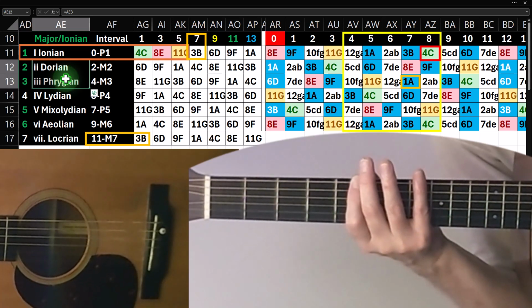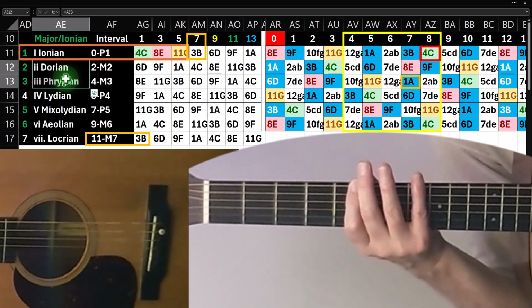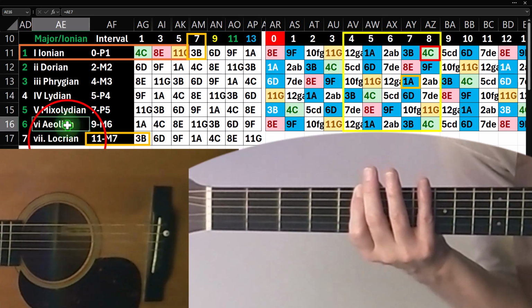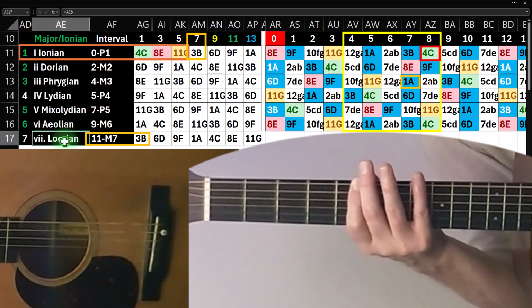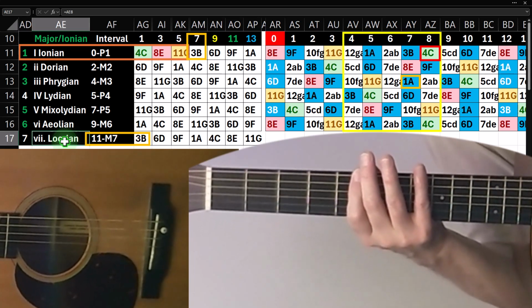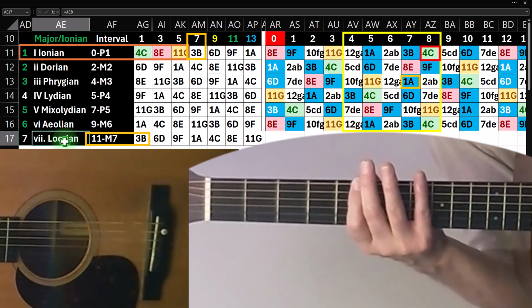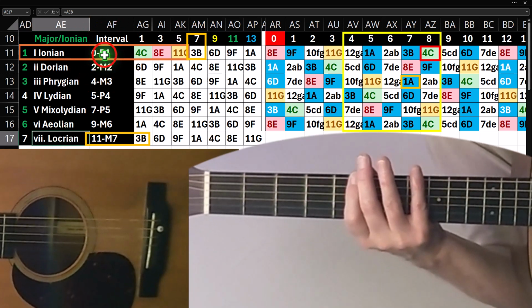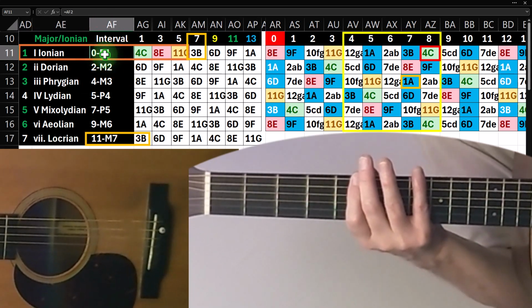The minor modes, the Dorian and Phrygian mode, will only have one interval difference from the Aeolian mode. And then the Locrian's kind of a funny one that has, you know, the minor third and the flat fifth, and we'll touch on it, but it's a little strange in and of itself. So that's the idea.